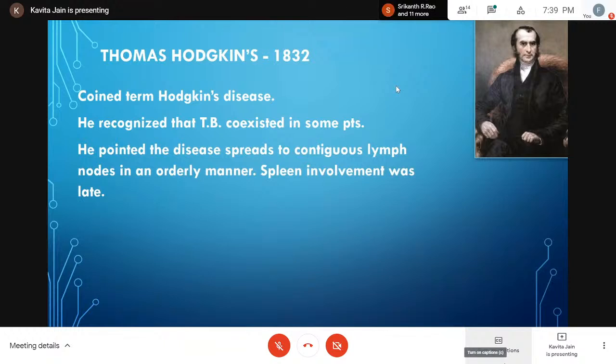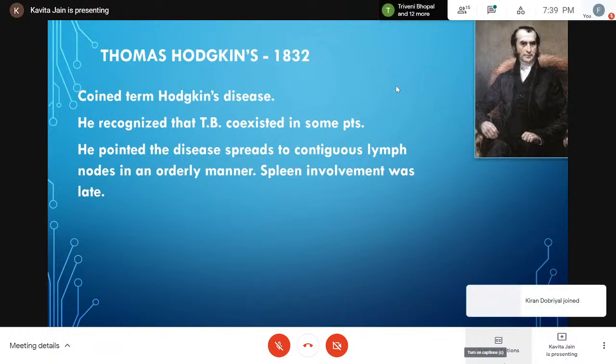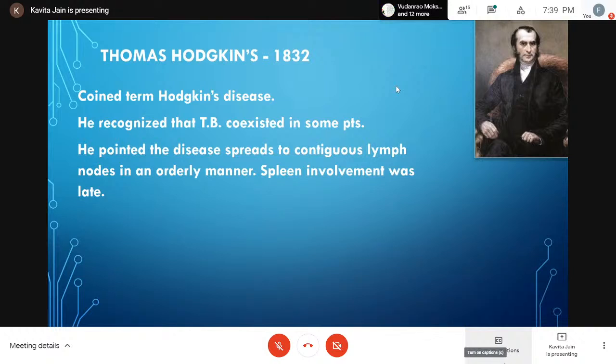However, later he noticed that the lymph nodes involved in Hodgkin's disease were more firm and bigger in size. So he finally came to the conclusion that they are different diseases. Then he also pointed out the disease spreads to the contiguous lymph nodes in an orderly manner, and splenic involvement is late. We still follow this clinical criterion, and our clinicians generally say that if we have a contiguous spread of lymph nodes, we would first think of Hodgkin's lymphoma. So how brilliant he was.